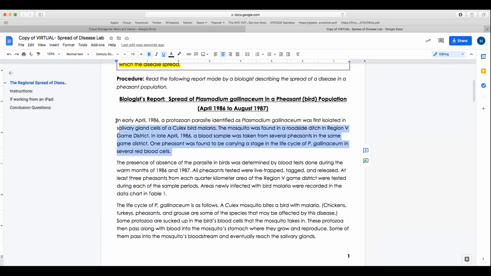So reading through this biologist's report, can I have, let's see, Eliam, read me the very first paragraph that we see here?